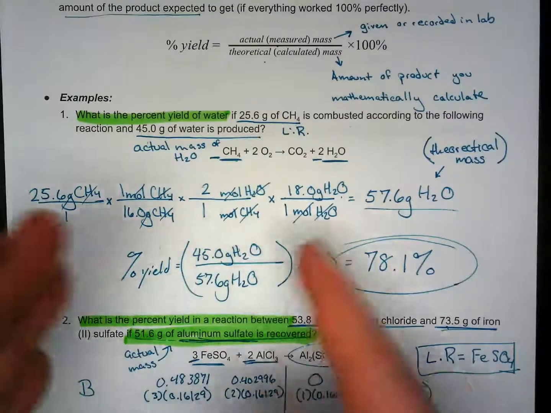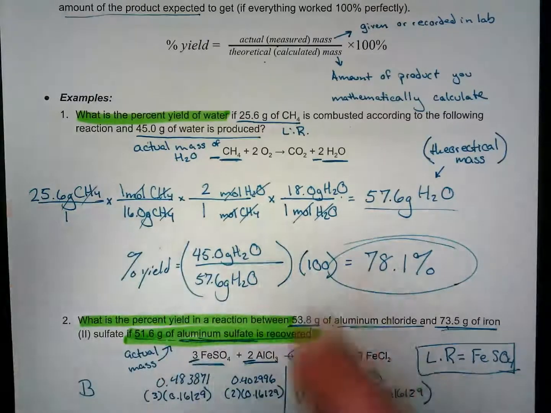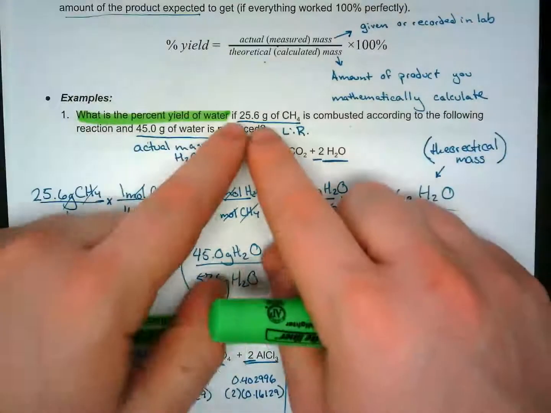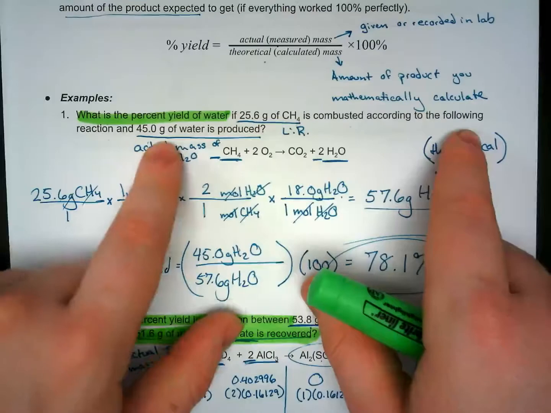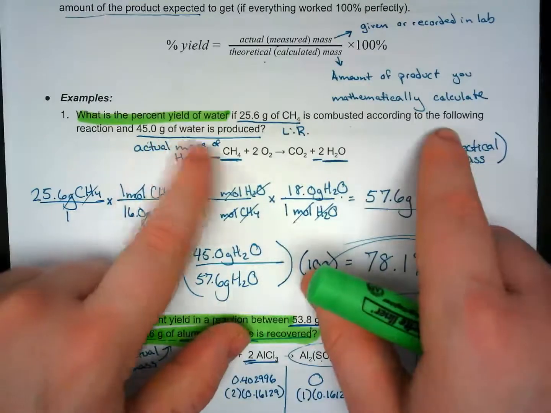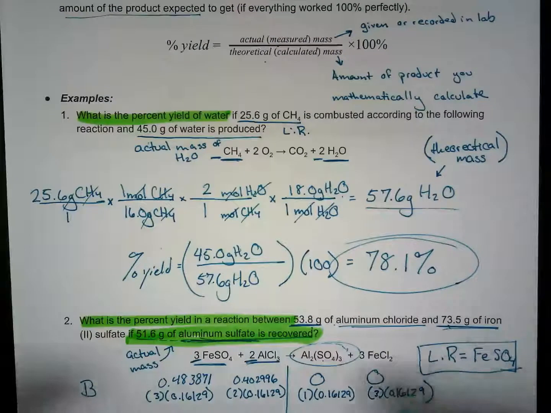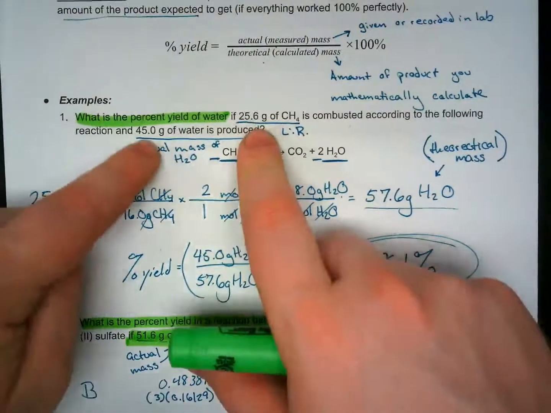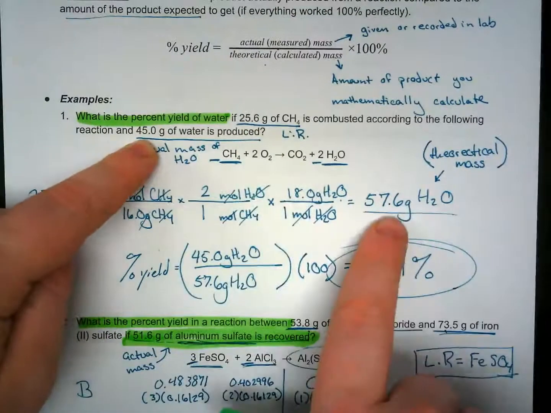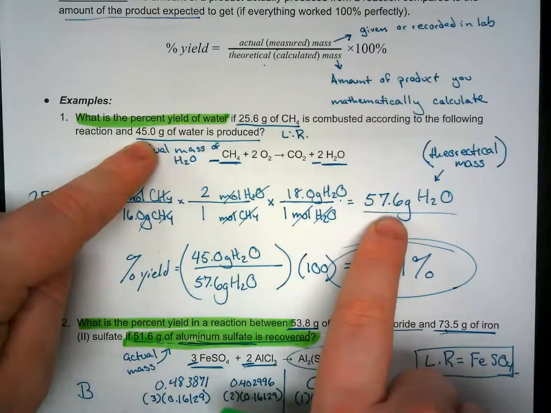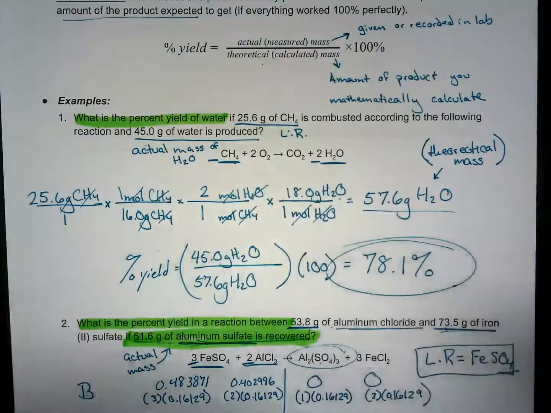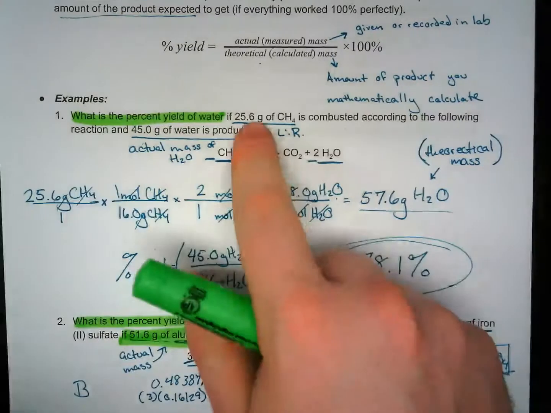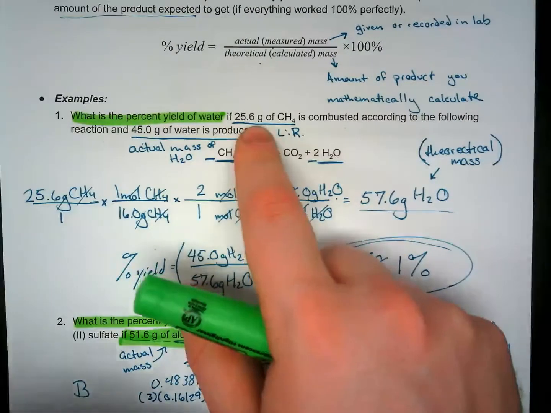When we look at the wording of the problem, it says: what is the percent yield of water if 25.6 grams of CH4 is combusted according to the following reaction and 45.0 grams of water is produced? What we have to first calculate is the theoretical mass of water that's produced, knowing that 25.6 grams of CH4 was combusted. In other words, we used up all 25.6 grams of CH4.